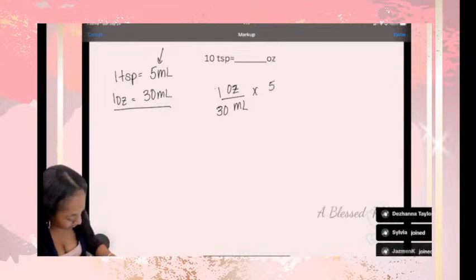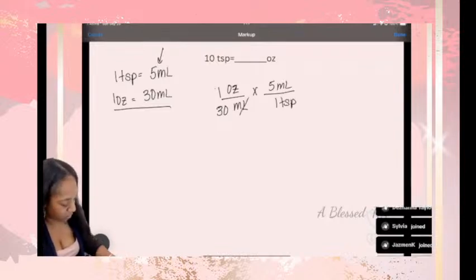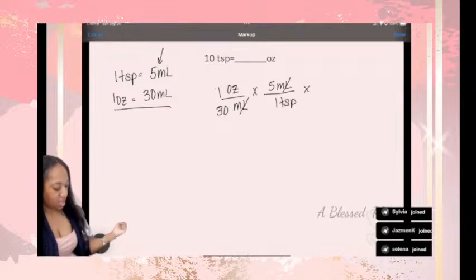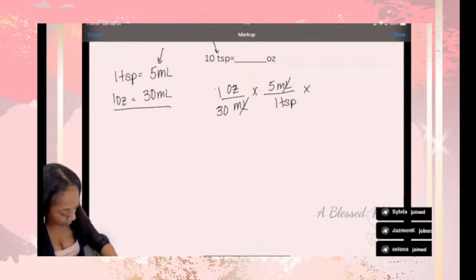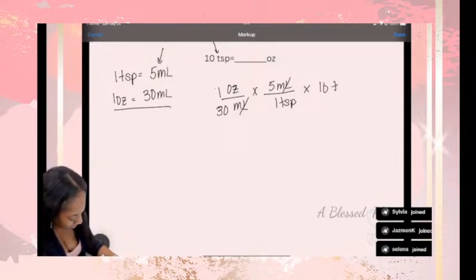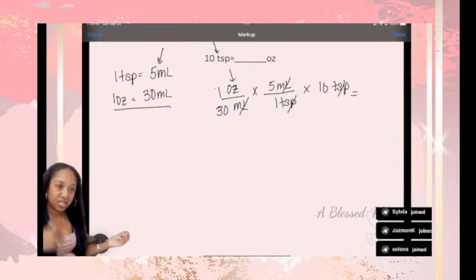So 5 milliliters equals 1 teaspoon. So we'll cross those mLs out. Now we have teaspoons at the bottom, so we need teaspoons at the top so we can cross those out, okay? So you'll come right here with your ordered teaspoons. So 10 teaspoons. Boom, boom. And what are you left with now? What it is that you were looking for, your ounces, okay?